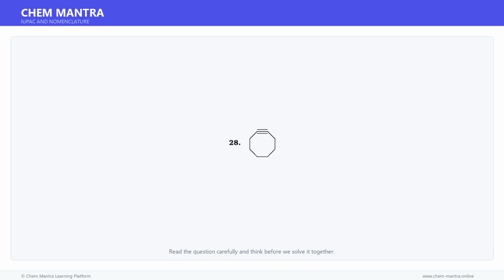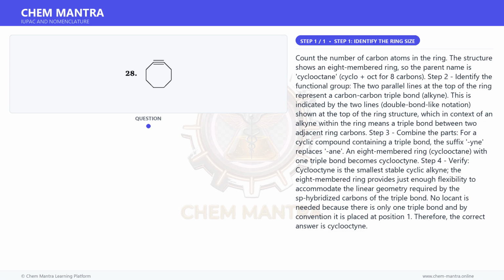Here is a question. Read it carefully and think about the answer. Let us solve it step by step. Let us begin solving this step by step. Count the number of carbon atoms in the ring. The structure shows an 8-membered ring, so the parent name is cyclooctane, cyclo plus octa for 8 carbons.